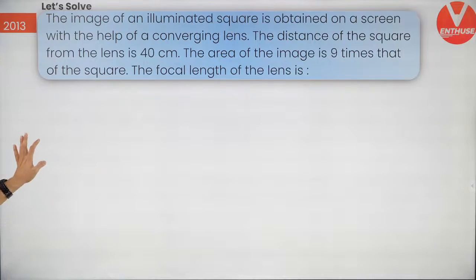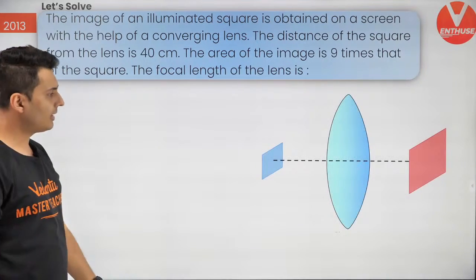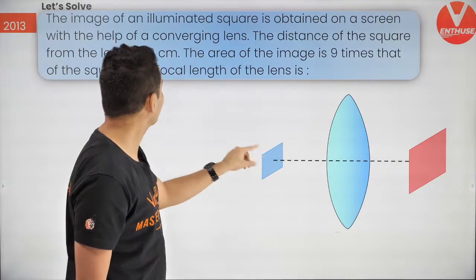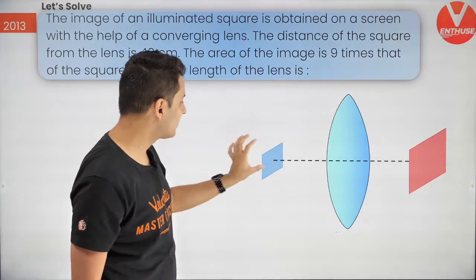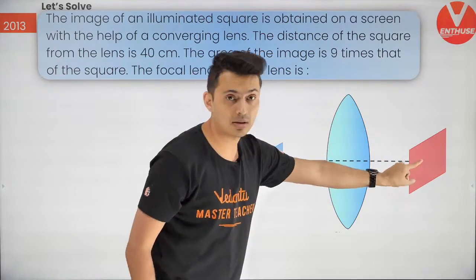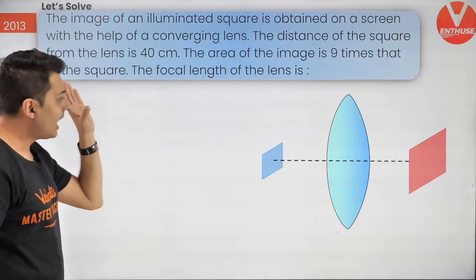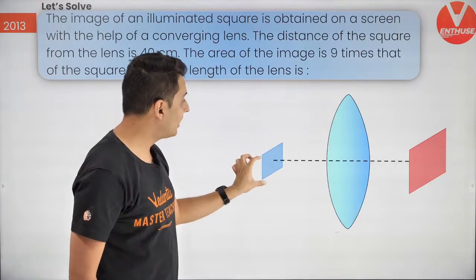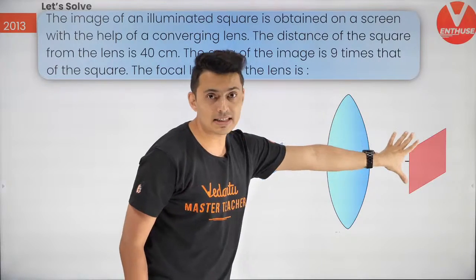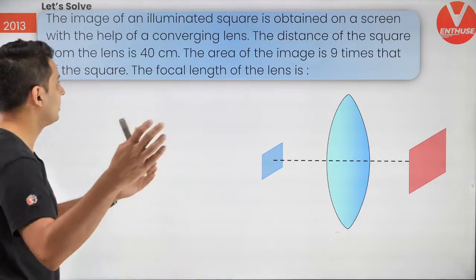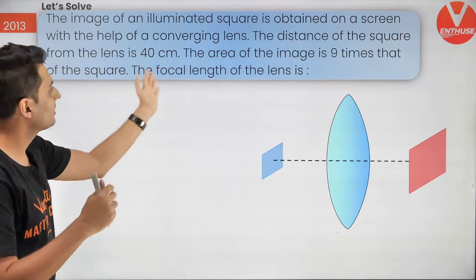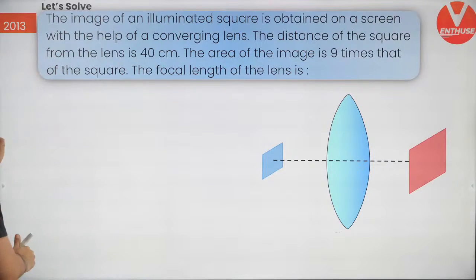So let's get the diagram first. Okay, so this is the diagram. So this is the square, and there is a converging lens. The square's image, the red one, is formed on a screen. And the area of the square is becoming 9 times larger on the image on the screen. The question is, what is the focal length? Let's try to think about it.